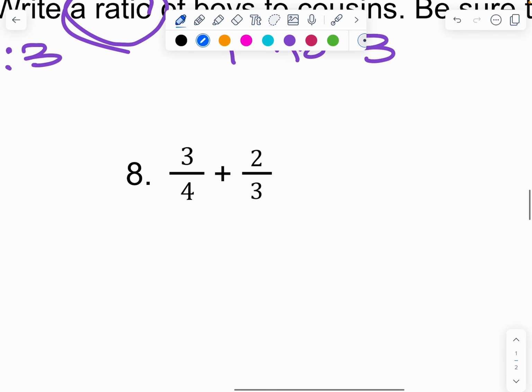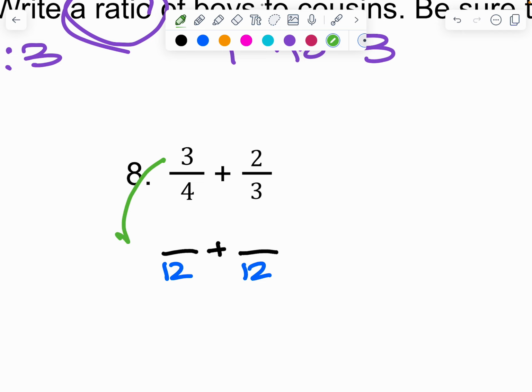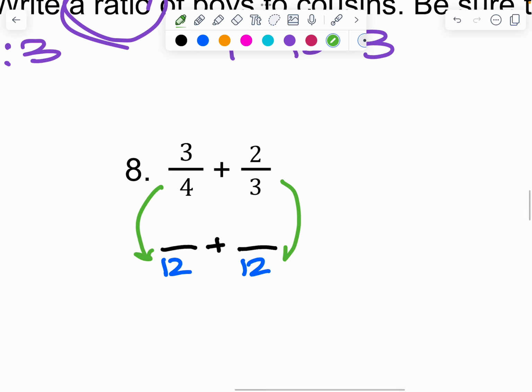We have to add these fractions. In order to add them, we need a common denominator. So I'm going to rewrite this using a common denominator. You're going to look for the least common denominator for a 4 and 3. What do they both go into? 12. There you go. And then I would ask myself, what did I do to this 4 to get to 12? What did I do? Here, I'm going to do this better. There you go. What did I do to this to get to 12?